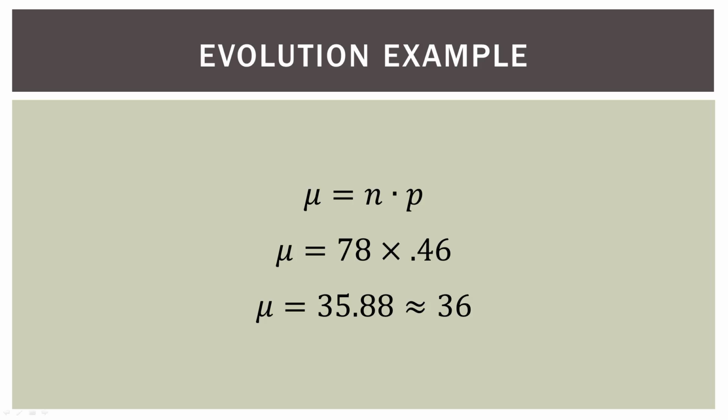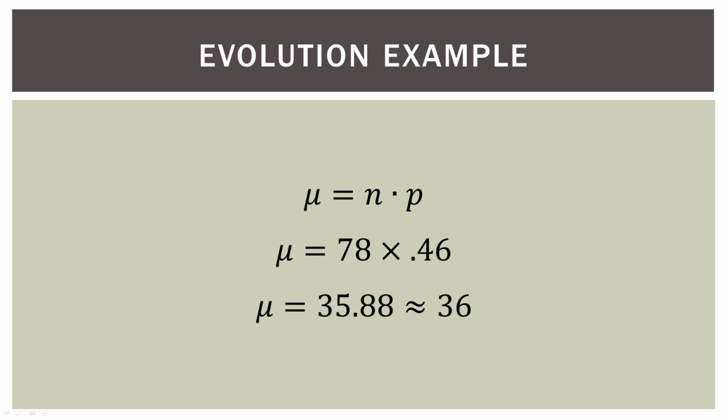Okay, so our mean, mu, is just n times p. In this example, our n is 78 because our sample was 78 people, times p, our probability of success, which was 0.46 because 46% of people agreed with it when Gallup did it. We do that multiplication and we have 35.88, or about 36. So out of our 78 people, we would expect about 36 of them to agree with that statement if the probability is the same as the original Gallup poll.